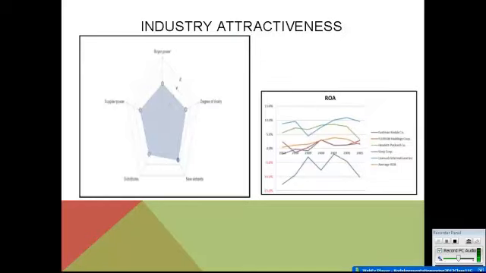He's going to talk about the industry attractiveness, and to do that, you need to first look at the ROA. The orange represents the average for this particular industry, and you can see it's stable, a little bit over 0%, which isn't bad for an industry, but it's not good because you'd rather be higher and increasing rather than just staying stable.